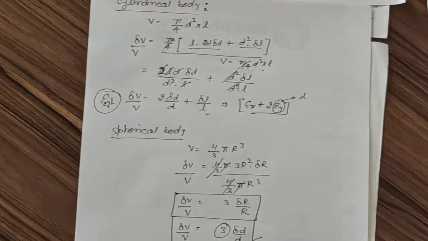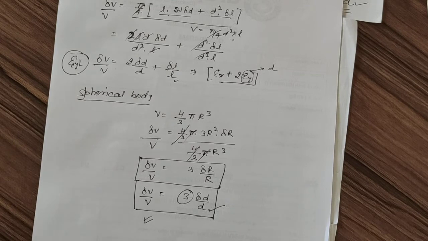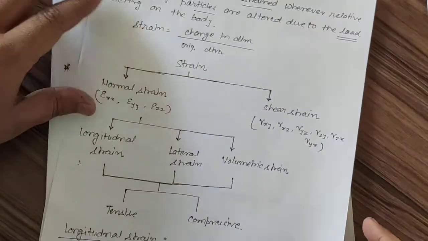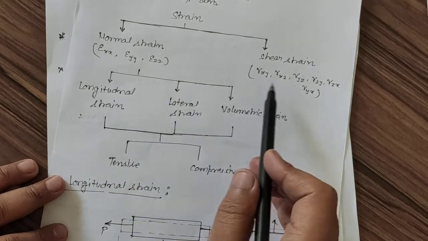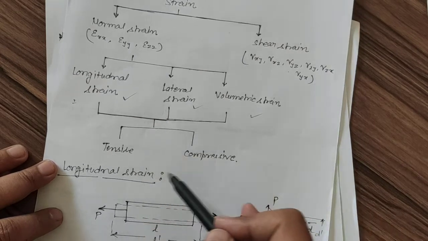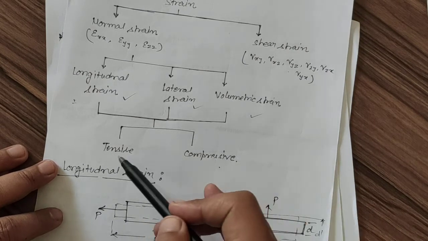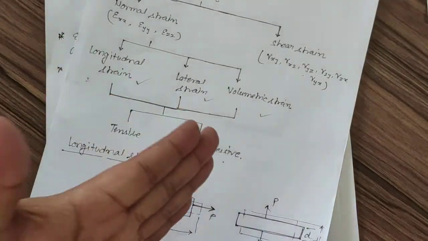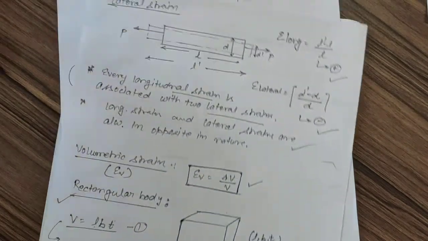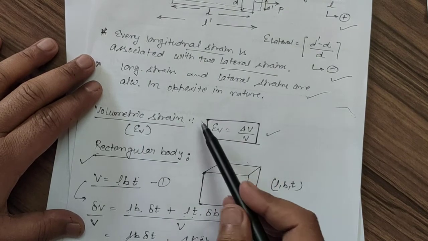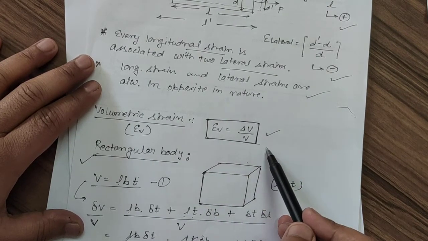So this is it for today. We have discussed the strain and types of strain: longitudinal strain, lateral strain, and volumetric strain. These may be compressive or tensile in nature, meaning positive or negative. Longitudinal strain is the strain in the direction of applied load. Lateral strain is in the perpendicular direction. Volumetric strain is the change in volume divided by the original volume.